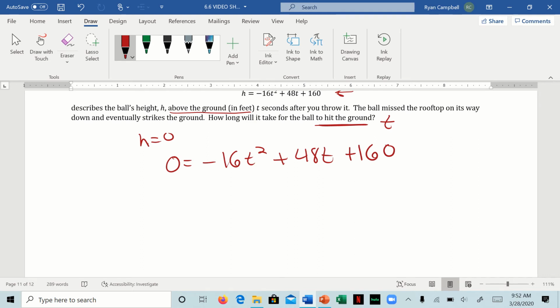So step 2, let's factor. So let's try to factor out the big numbers first. So it looks like we might be able to factor out a negative 16. So that's going to be t squared minus, so let's see, I think it's multiplied by 3 to get us 48. So 3 times 6 is 18. Carry the 1, 3 times 1 plus 1, 4, 48. Cool. So 3t minus, and we can see that's clearly just 10.